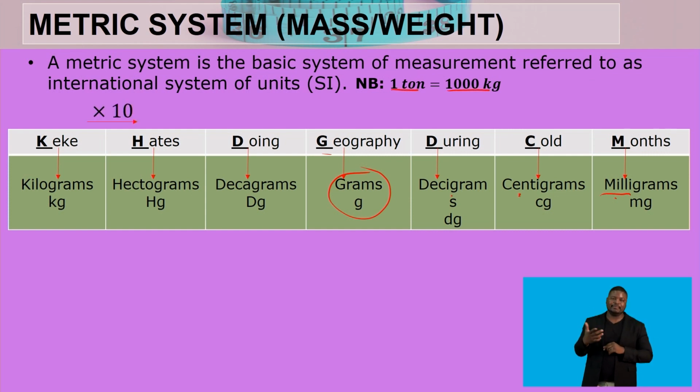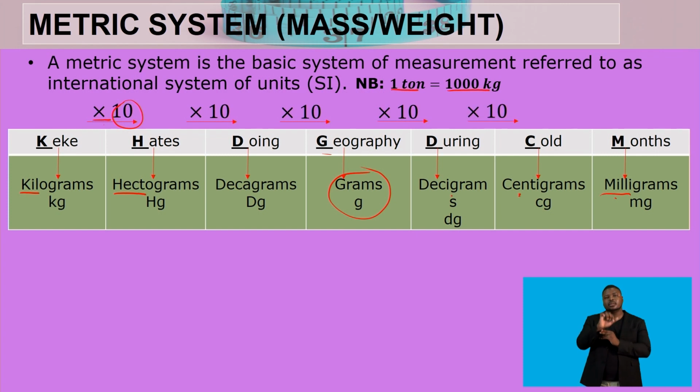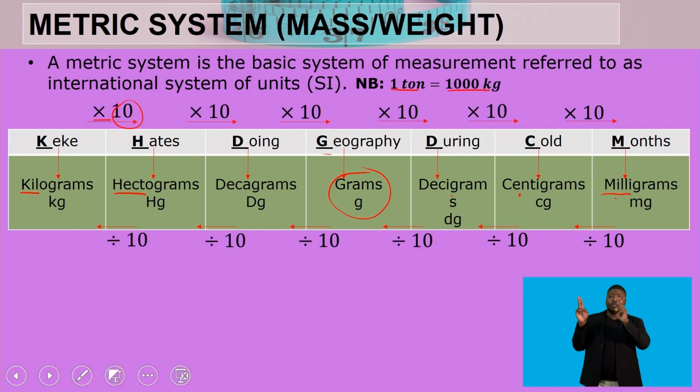So when we move from one unit to another, just like we did, we are multiplying if it's from big to small. So when you're moving from your kilograms to your hectograms, you will multiply by the conversion factor, which is 10 because you're only moving 1 unit apart. Then from hectograms to deca is 10. From deca to grams, it's 10. From grams to deci, it's 10. From deci to centi, it's 10. And from centi to milli, it's also 10. When we are moving from big to small, you multiply. Then when you're moving from small to big, you will divide by the conversion factor.